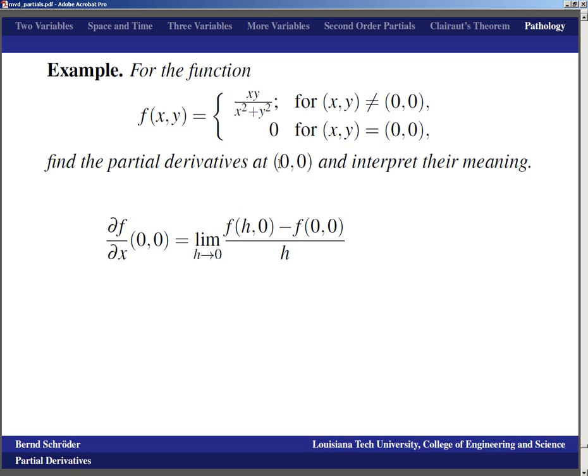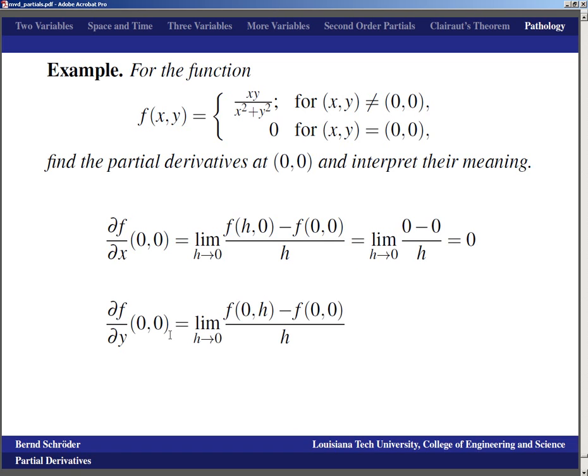And look here, if you evaluate the function at those two points, you get 0 minus 0 over h, so the fact that h goes to 0 doesn't matter at all. You get that your partial derivative is 0. If you do the same thing in the y direction, well, same story.